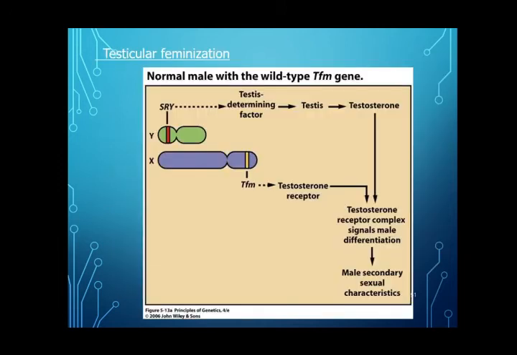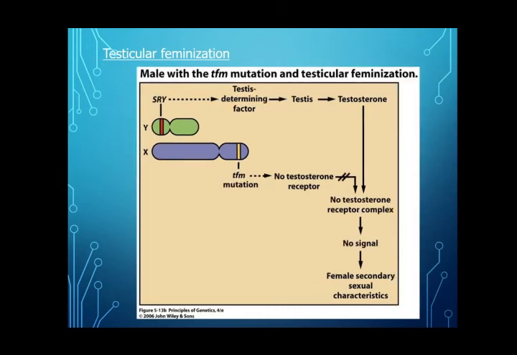So this is the normal male with the wild type TFM gene. SRY creates testis determining factor, creates testes, which creates testosterone. TFM creates testosterone receptor, and the testosterone receptor complex signals a male differentiation. So testosterone must be received by testosterone receptor to make male secondary sexual characteristics.